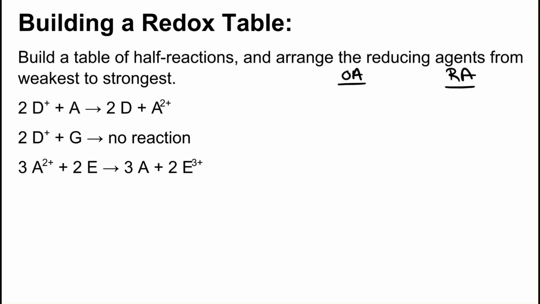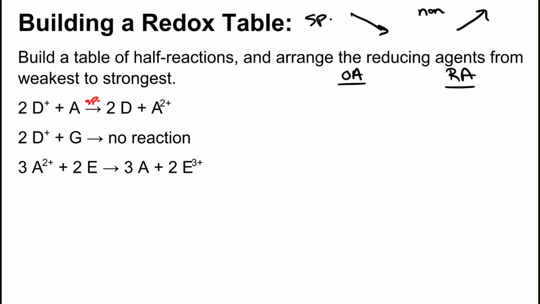And if something is spontaneous, it's downhill. If something is non-spontaneous, it's uphill. And all we need are those two concepts to be able to make a table of half reactions. It might look ugly at first, but we'll work through it together. So D plus A gives you D and A2 plus. This looks like it's a spontaneous reaction. So we're going to put the oxidizing agent on the left and the reducing agent on the right, in a downhill order.